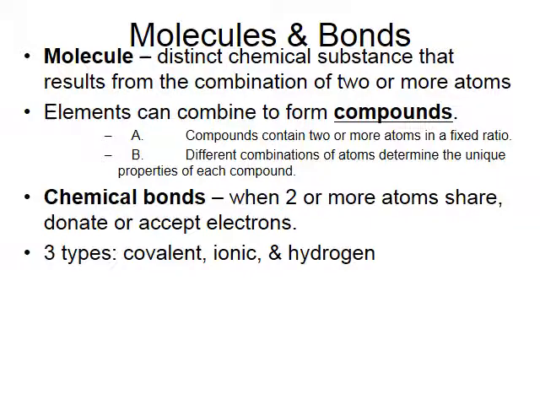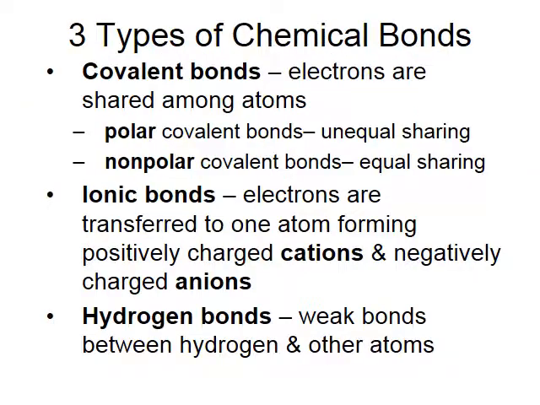And a chemical bond is defined when two or more atoms share electrons or donate or accept electrons. They can do either. They can share it or they can donate an electron, and we have a chemical bond. There are three types: covalent, ionic, hydrogen. All right, the three types of chemical bonds.